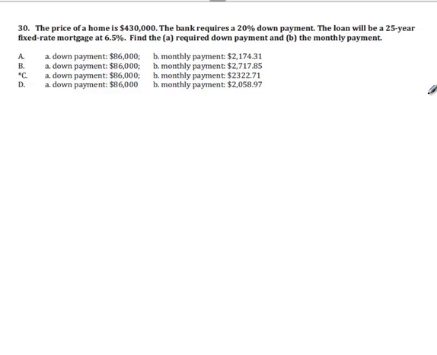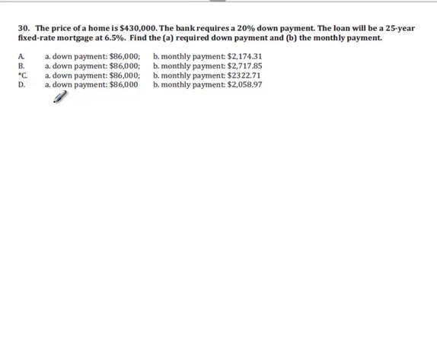So item number 30. The price of a home is $430,000. The bank requires a 20% down payment. The loan is a 25-year fixed-rate mortgage at 6.5%. Find A, the required down payment, and B, the monthly payment.